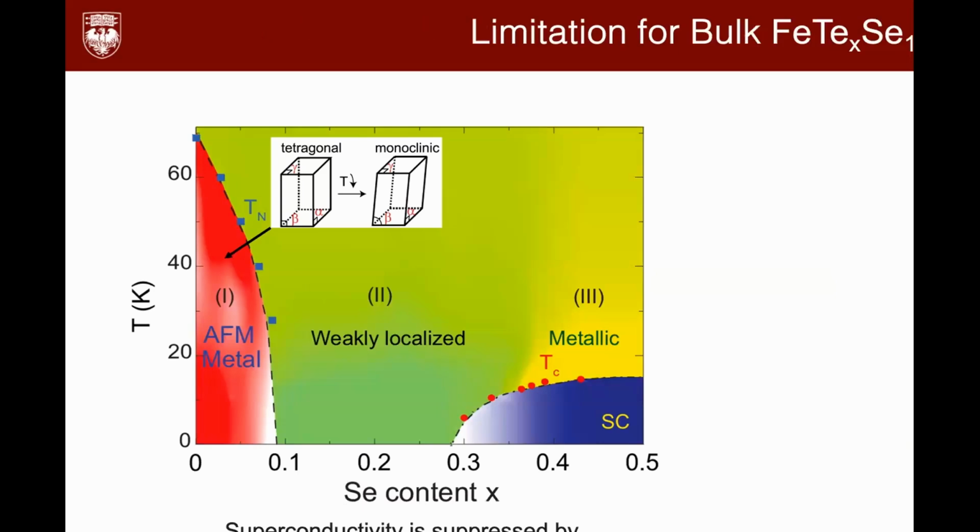However, there's a strong limitation on the bulk materials. For bulk iron, tellurium, selenium, as we look at the phase diagram, if you go from selenium-rich to a selenium-scarce phase, once the superconducting dome ends, you don't have a continuity of the phases. Actually, there is an antiferromagnetic phase near the iron tellurium side.